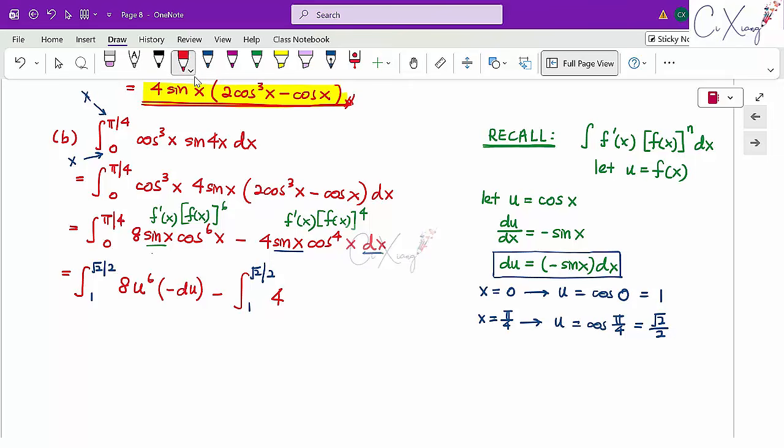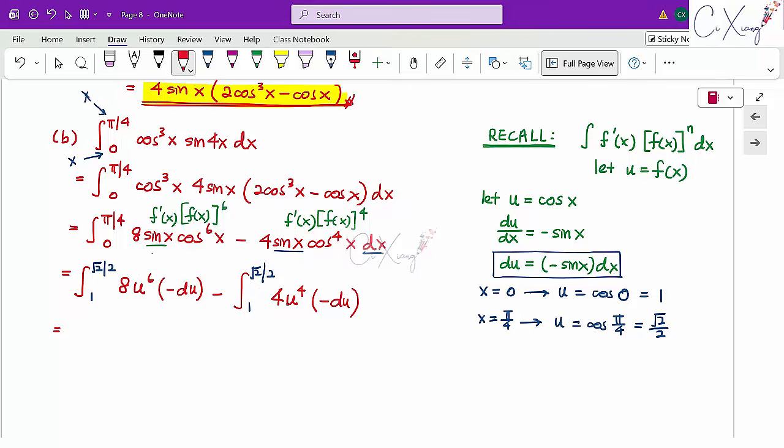So I have cos as u power 4, then sine x dx gives negative du. I want to put the dx and du at the back for the integration. From here, you can see that my integration becomes much simpler. This term looks very complicated, right? But after I use the substitution, my equation becomes very simple. It becomes a simple integration.